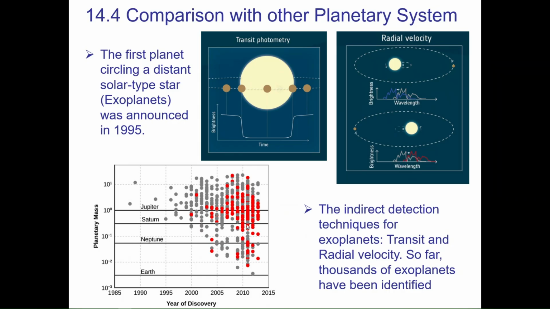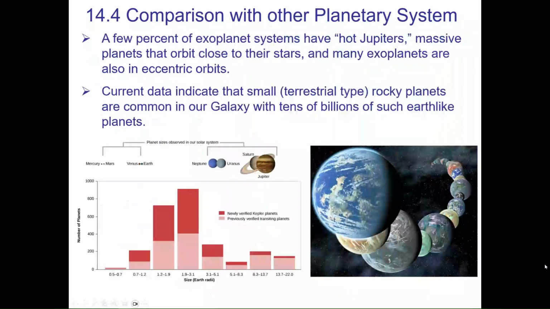However, with the development of technology, advanced instruments can detect even smaller changes of brightness or smaller shifts of frequency, so we are able to detect planets closer and closer to the size as well as the mass of the Earth. As we discover more and more exoplanets, we found that some exoplanet systems are actually quite different from what we have in the solar system.